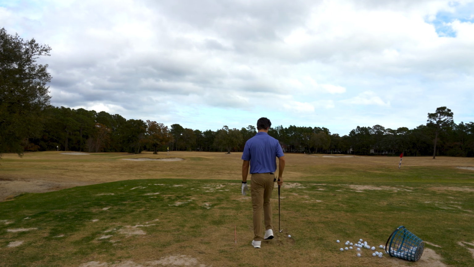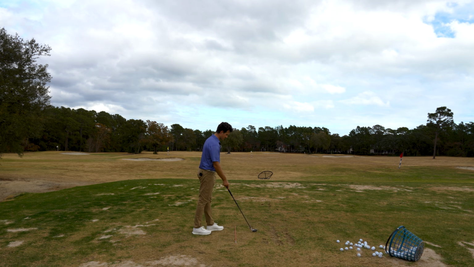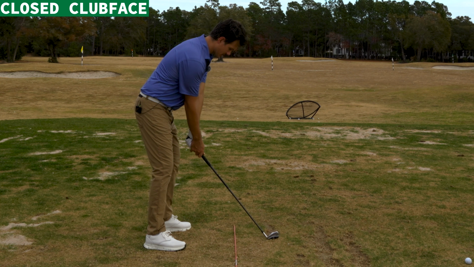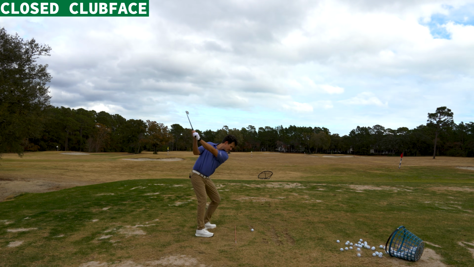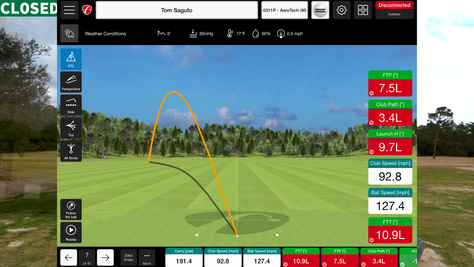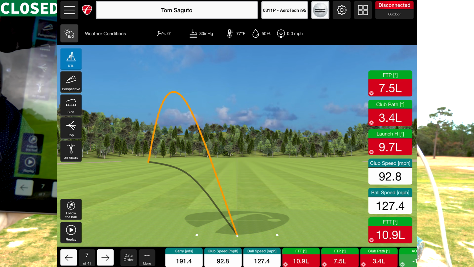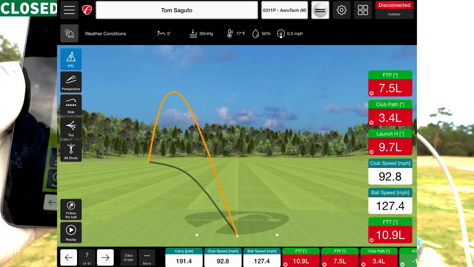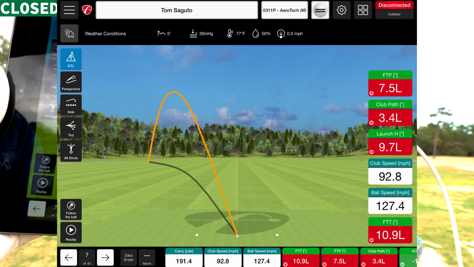And then lastly, we have the closed club face. So set up, close the face. I'm going to swing normal. Maybe I have to temper my closed club face. That was really, really left. Face was pointed 10 degrees left, ball started left. And it was a straight up pull.